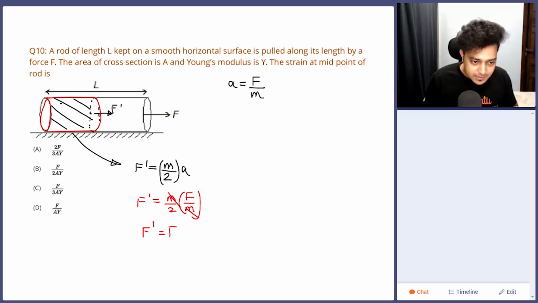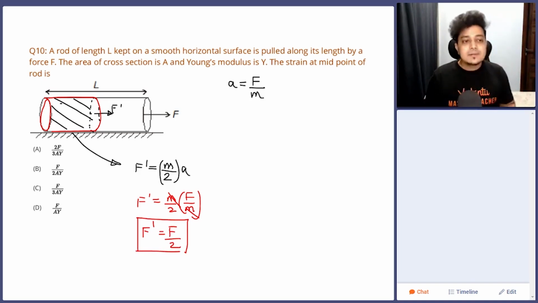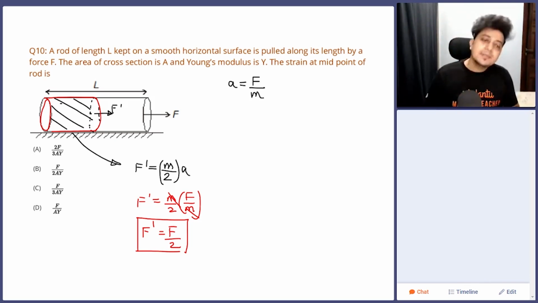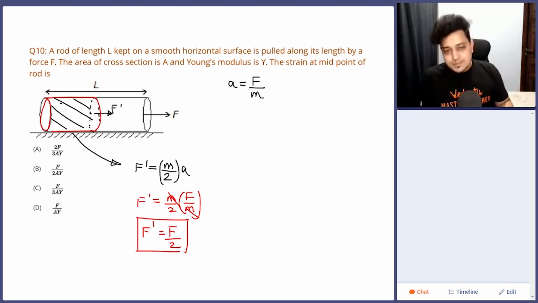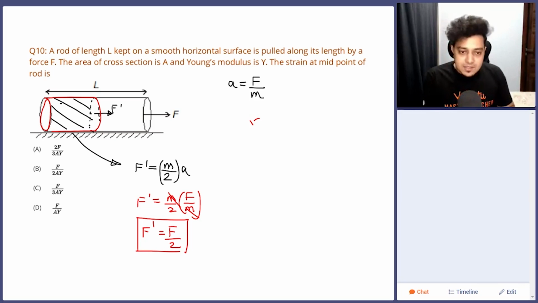So F dash value is F by 2. See, this is a different question. This is the tension in the rod at the midpoint, half. Now we have to find out what the strain is at this point. To get the strain, you can see the answer is in terms of cross-section area and Young's modulus. So I will go with the Young's modulus formula.